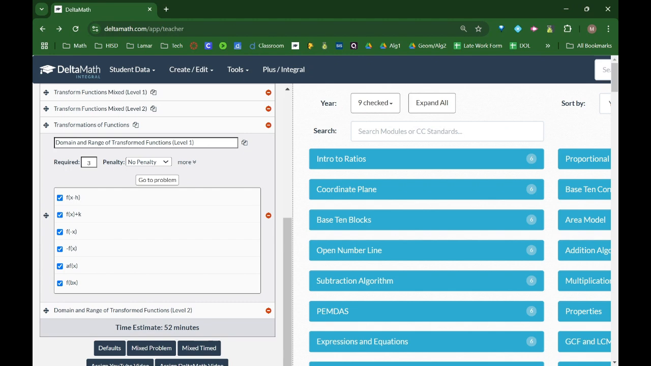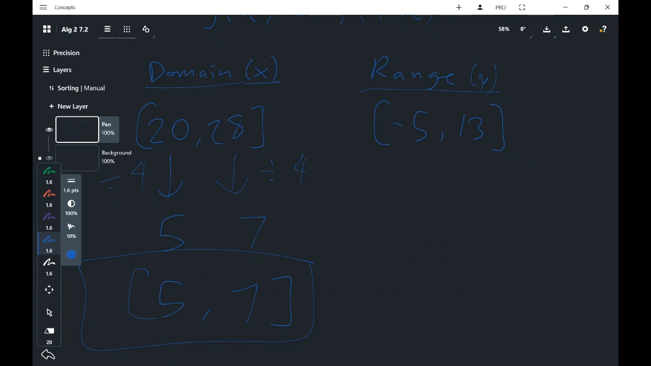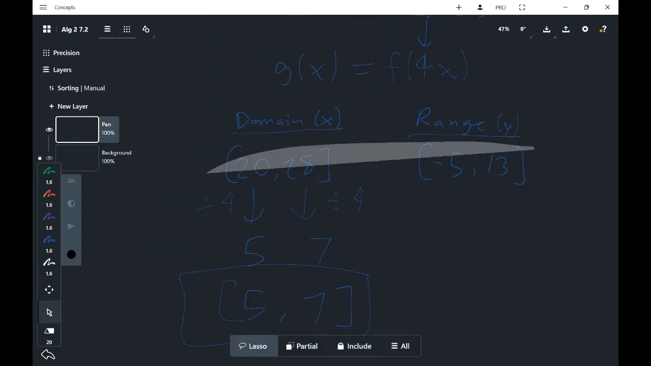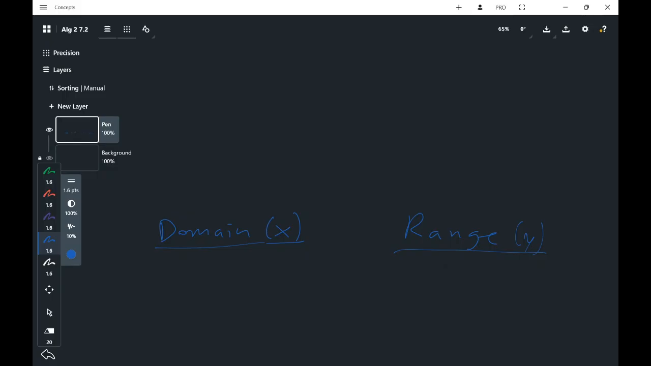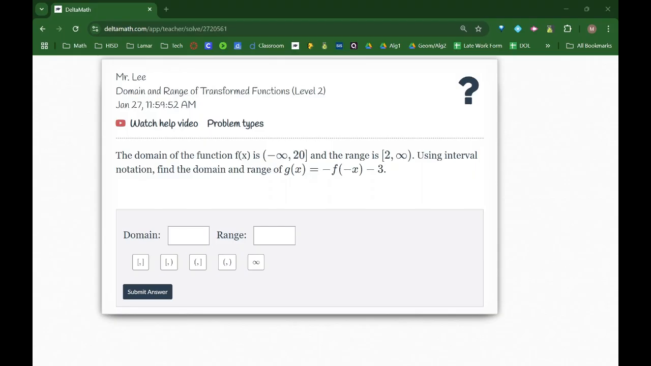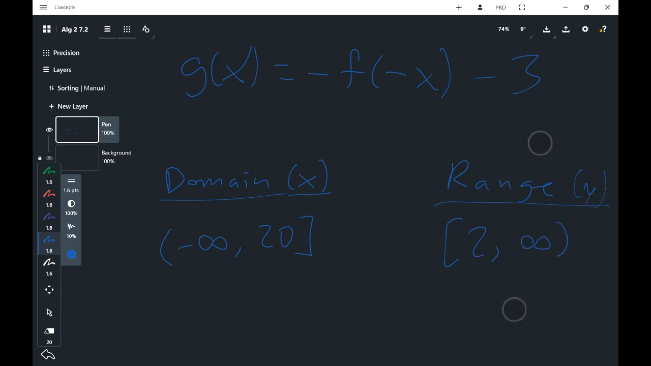There we go. Okay, let's try the hardest version of this problem here. And this time they're throwing a few functions and they're also throwing some infinities at us. But this is nothing we can't handle. Let's see here. So g of x equals negative f of negative x and then a minus 3. Our domain starts at negative infinity to 20. And our range starts at 2 to infinity.